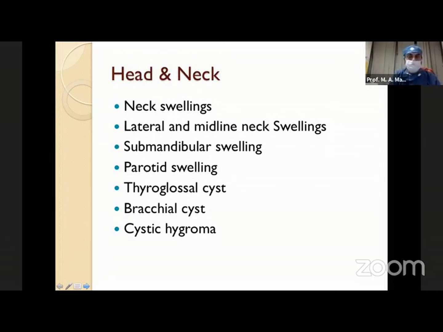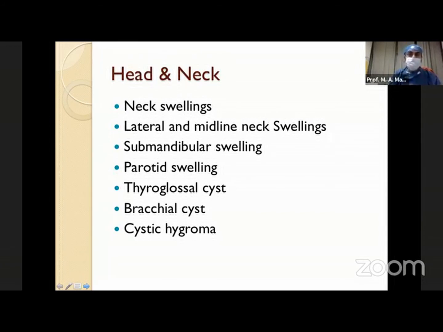Now, regarding thyroglossal cyst, this question is asked very frequently in the exam. Suppose a 5 or 6 year old child presents with a midline neck swelling, which moves on deglutition and which also moves on protrusion of the tongue. So what is the diagnosis? A swelling which moves on deglutition as well as on protrusion of the tongue. This is a thyroglossal cyst.